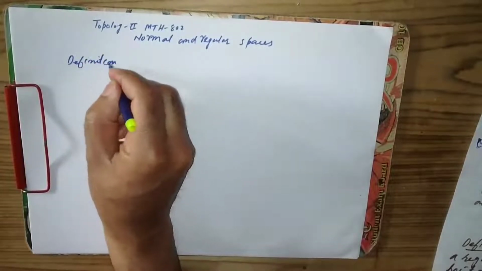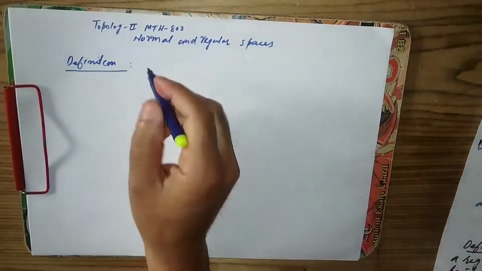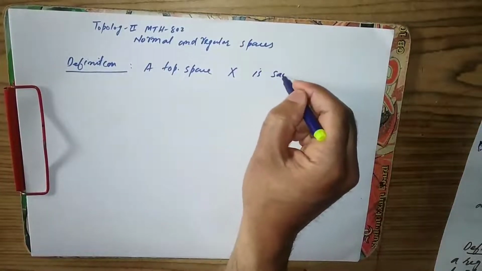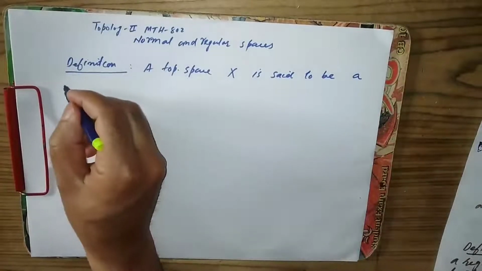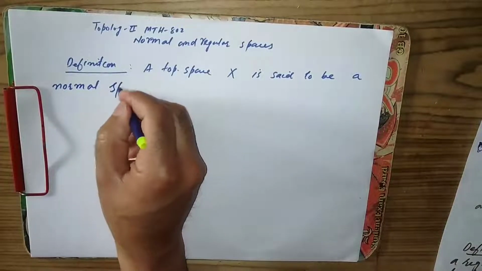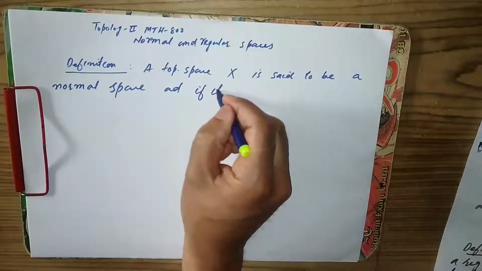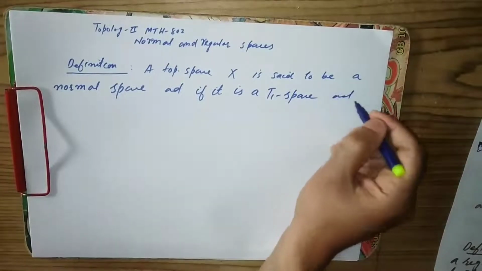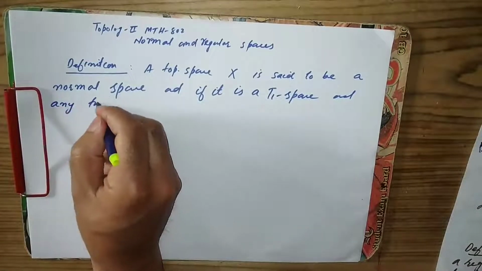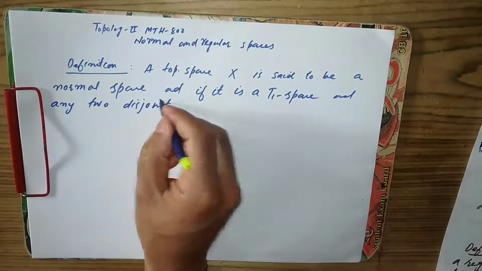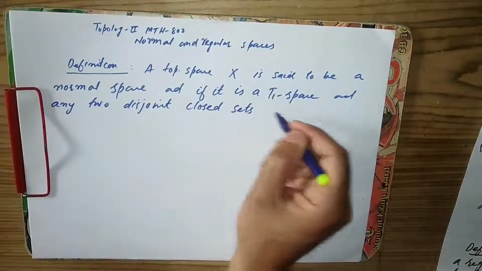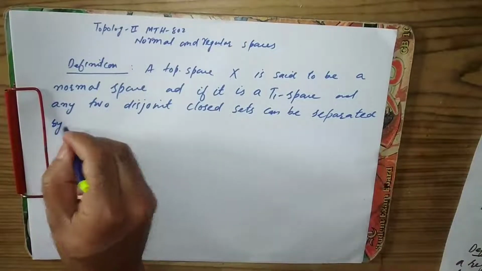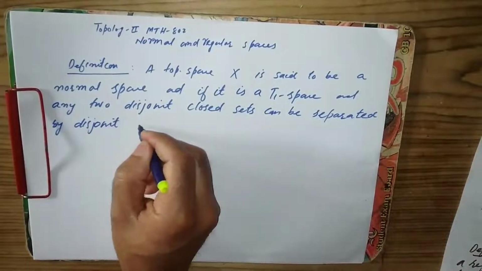Definition of normal space. A topological space X is said to be a normal space if it is first a T1 space, and any two disjoint closed sets can be separated by disjoint open sets.